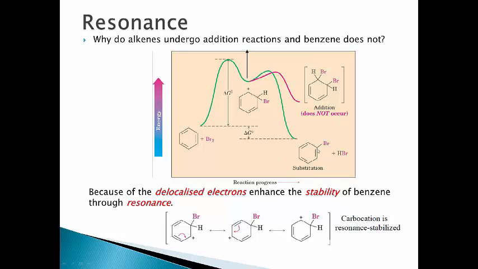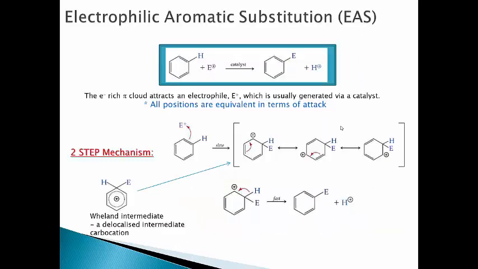So in substitution, we're not breaking those delocalized pi electrons. They're really, really happy. Whereas in addition, we're breaking that aromaticity, those delocalized electrons, and it just does not occur. So benzene is different compared to alkenes. Even though there are double bonds, they're delocalized electrons, so they don't do addition reactions. Okay, so let's have a look at electrophilic aromatic substitution.